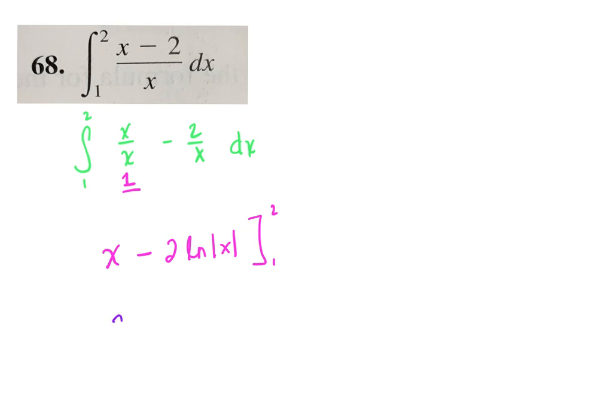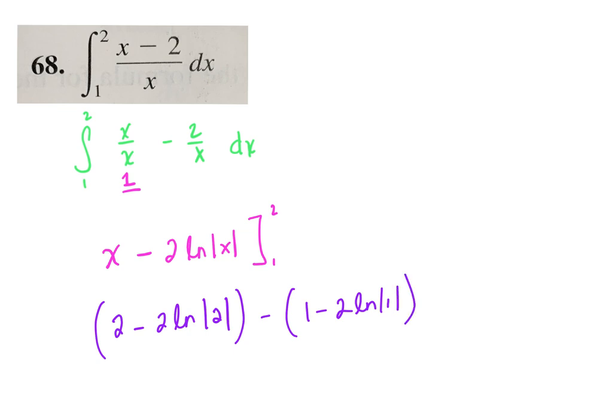And so if I plug in a 2, I get 2 minus 2 natural log of 2. And then I get minus 1 minus 2 natural log of 1. Natural log of 1 is 0. Any log of 1 is 0. So I end up with just a 0 there. So I have 2 minus 1, which is 1, minus 2 natural log of 2. And when you put that into a calculator, you get a negative. Yes, negative, what did I say, 0.386?